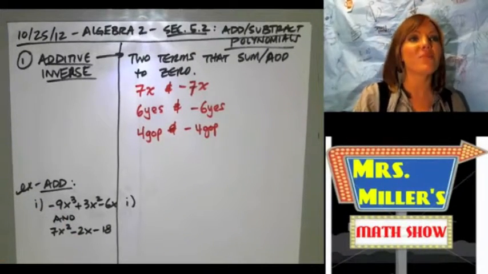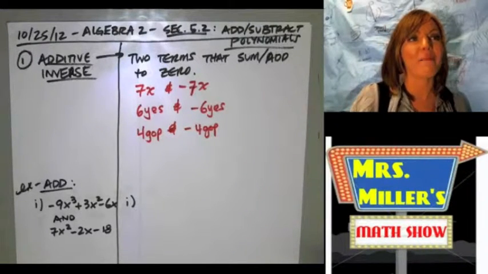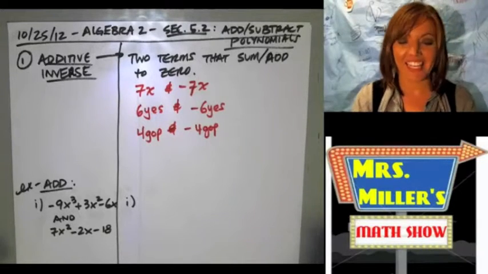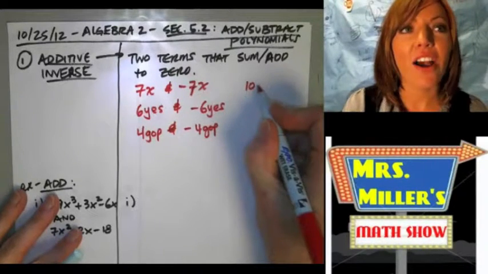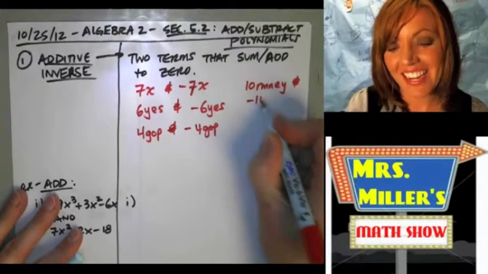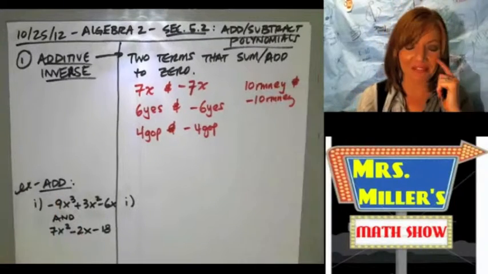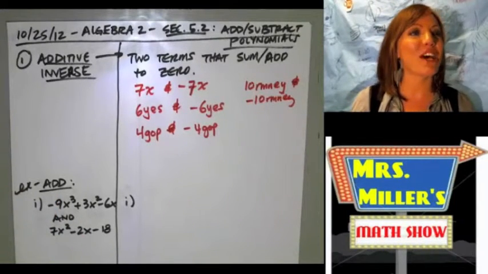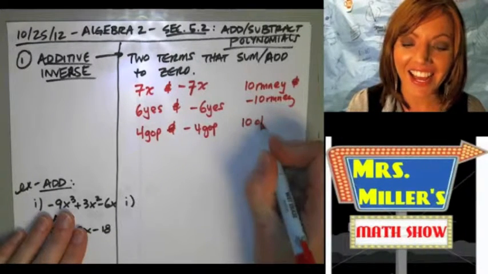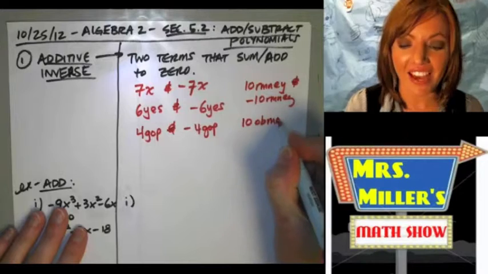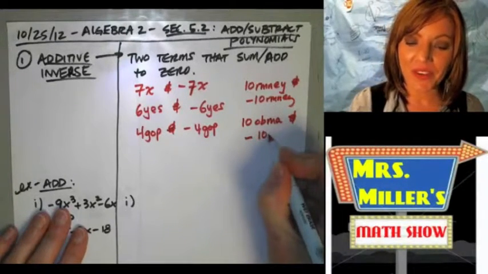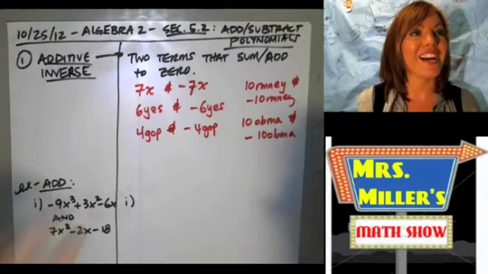Okay. Any others that you guys want to volunteer? Aiden. 10 RMNEY and negative 10 RMNEY. Okay, everybody give it up for Aiden. All right, Sloan. 10 OBAMA and negative 10 OBAMA. All right, everybody give it up for Sloan.